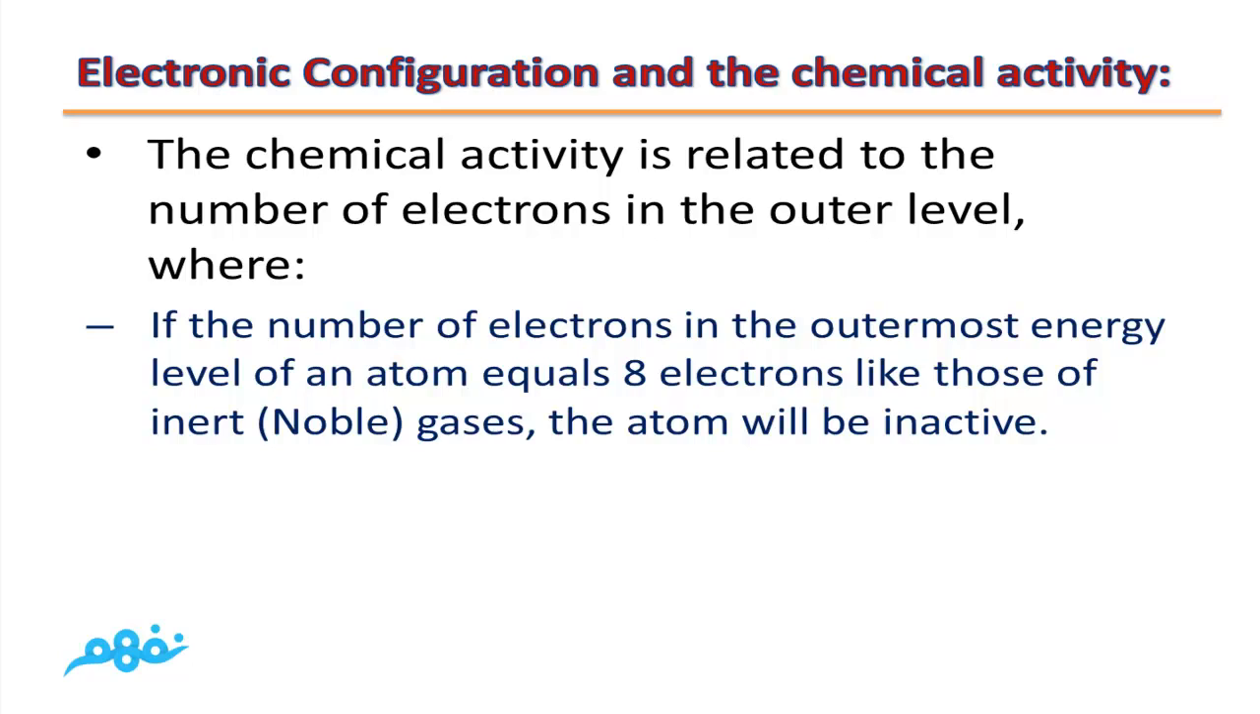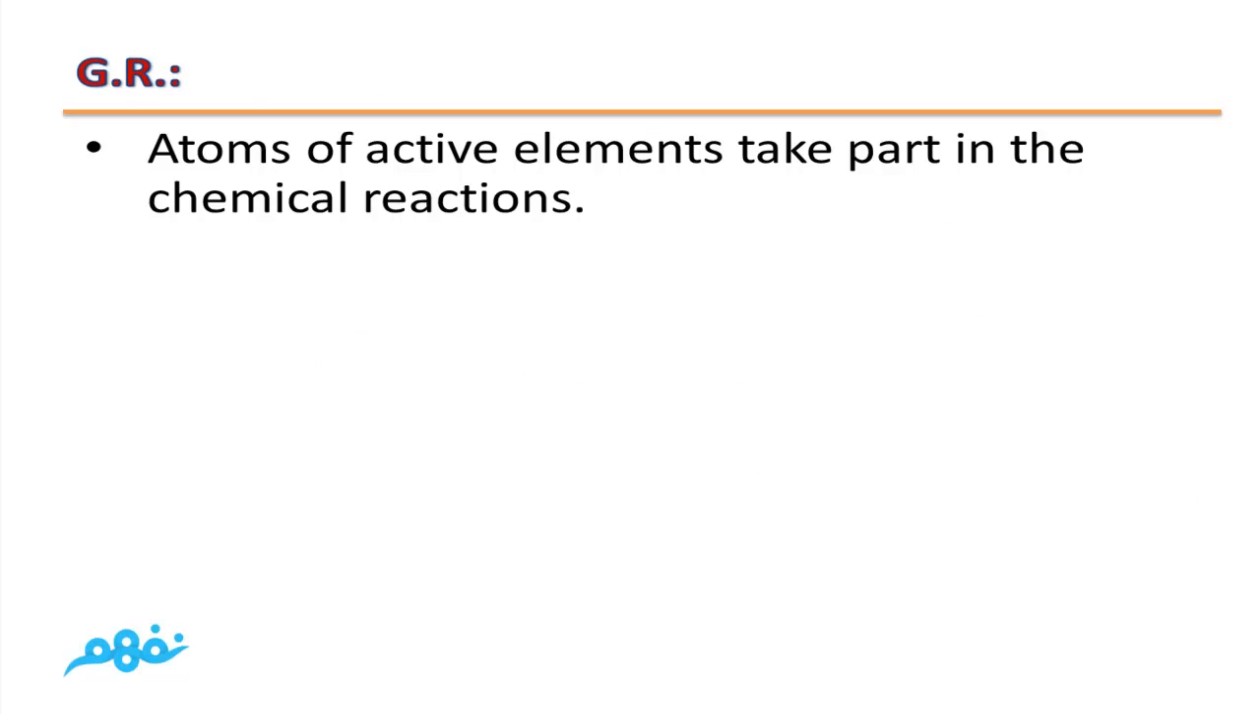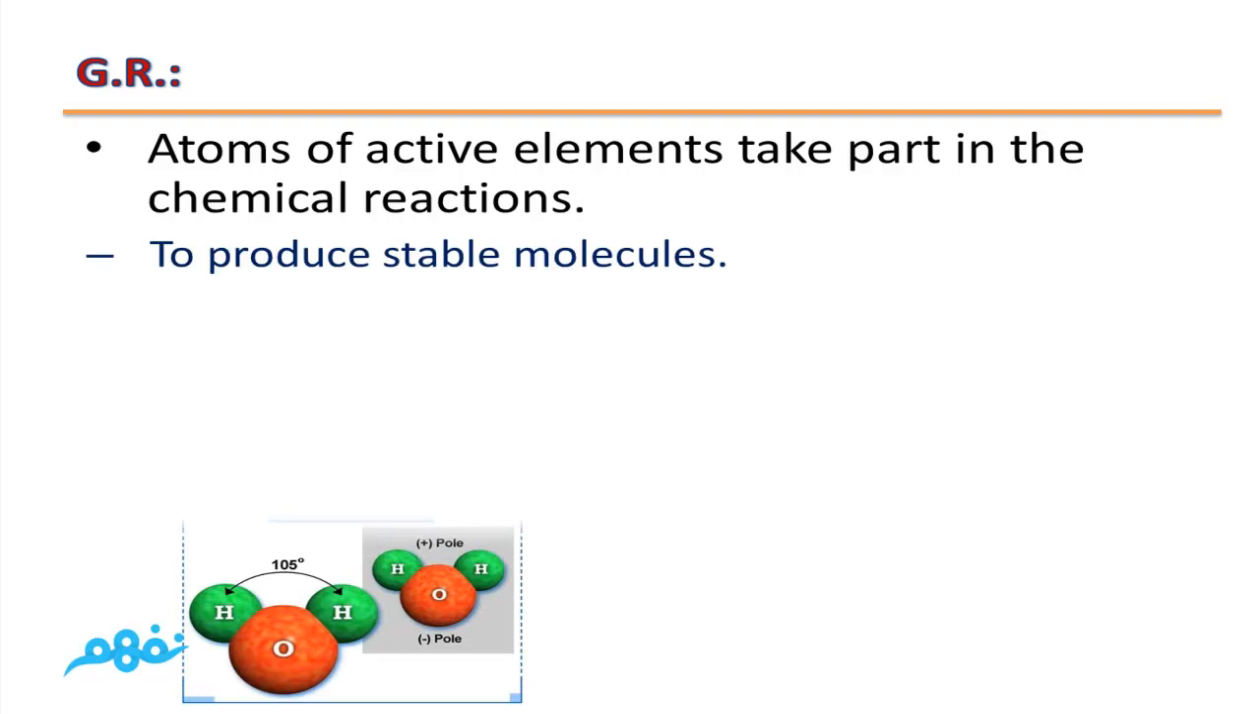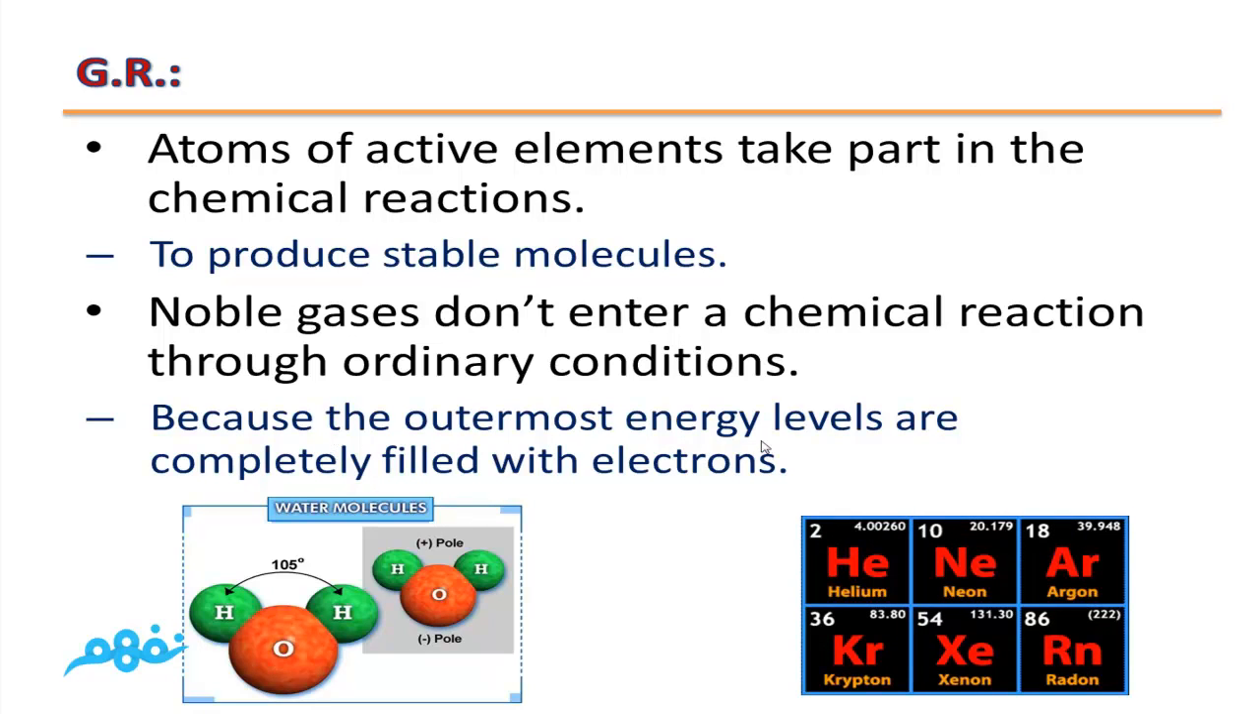If the number of electrons in the outermost energy level of an atom equals 8 electrons, like those of inert or noble gases, the atom will be inactive or stable. So this atom doesn't react chemically with other elements because its outermost energy level is completely filled with electrons. Give reason: Atoms of active elements take part in the chemical reaction to produce stable molecules, but noble gases don't enter the chemical reaction through ordinary conditions because the outermost energy levels are completely filled with electrons.